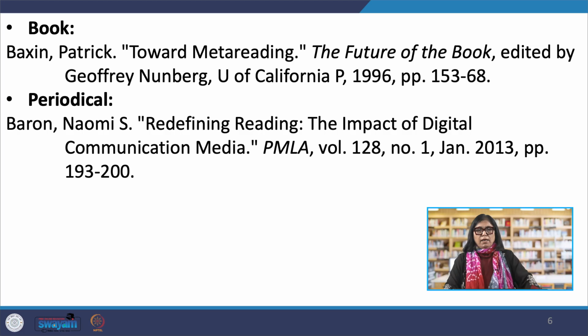Periodical, again the author's surname and full stop, name of the author, and then inverted commas containing the title of the paper, and if it is PMLA, the name of the journal, and then volume, comma, volume number, and then date of publication, whatever it is, January. So initially you can write the name of the month and the year in full, and then PP, that is page number.